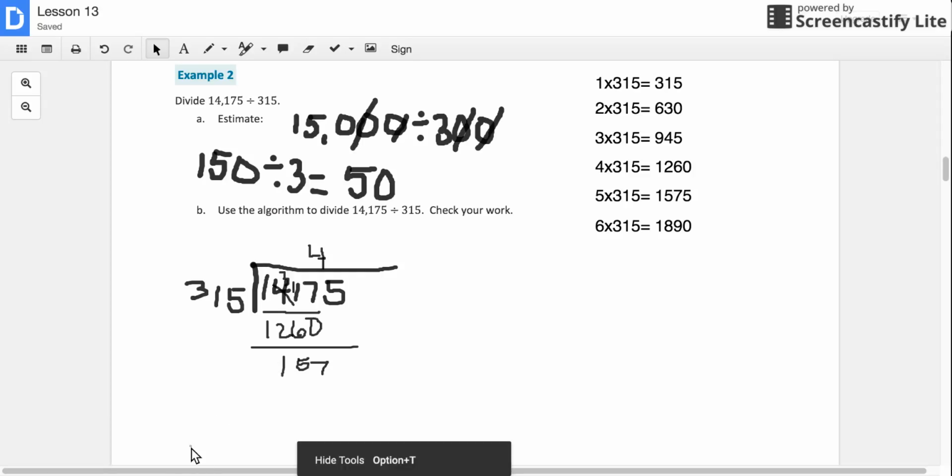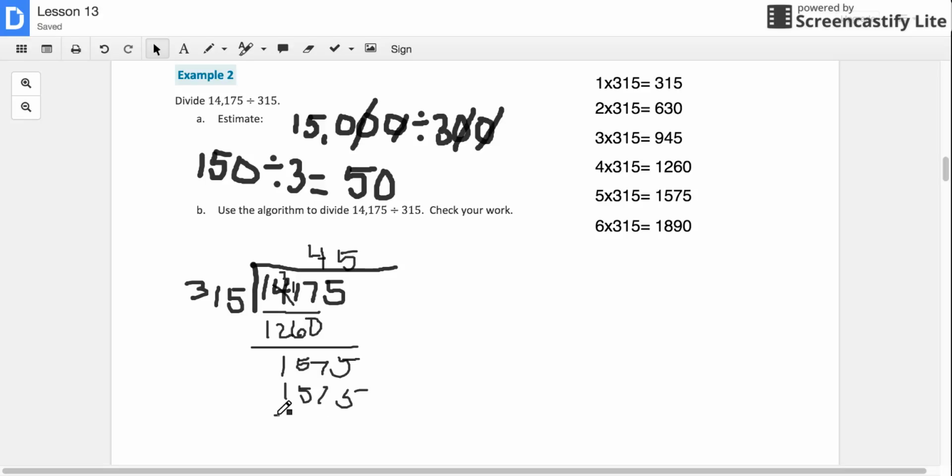All right, so looking over to our table, here we have 157. We're going to bring our 5 down, and that gives us 1,575. Looking over our table, that is exactly what 5 groups of 315 is. So we're going to put our 5 up here, times 315 is 1,575. Oh, that's so ugly to look at. Sorry. That's a 7. Okay, then we're going to subtract, and it should all equal out to nothing. So our quotient is 45. To check our work, which I'm asking you to do in your problems today, we're going to multiply 45 times 315.